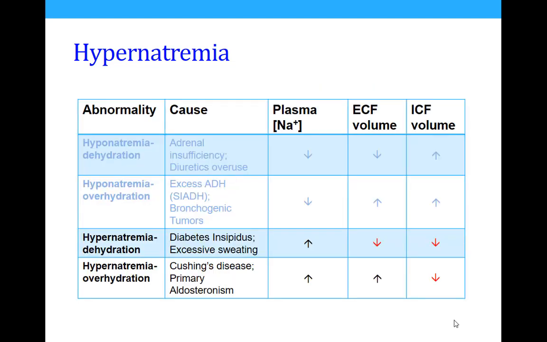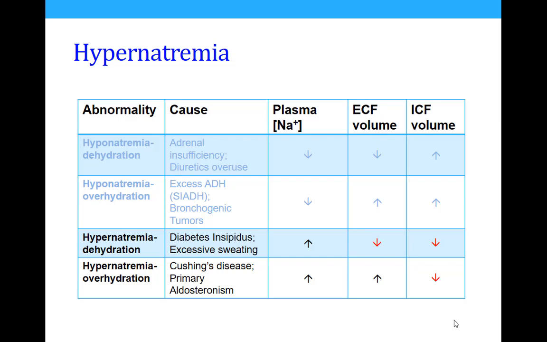Again, if you look at the same chart we discussed last time, hypernatremia with dehydration is diabetes insipidus, where there is lack of ADH, water is being lost, sodium stays in the blood, you have dehydration and hypernatremia. Excessive sweating, when you sweat excessively, you lose more water than you lose sodium. So, you have dehydration, at the same time you have hypernatremia.